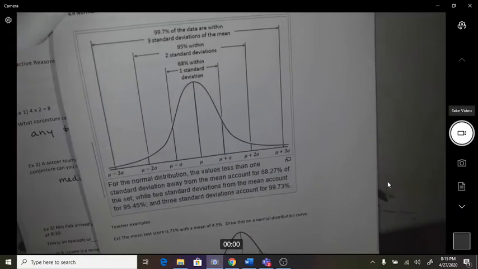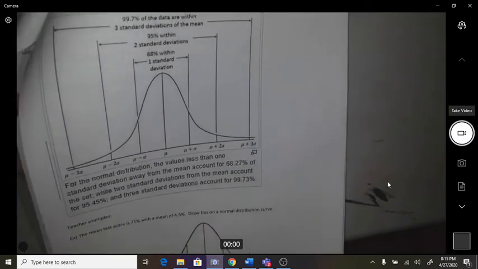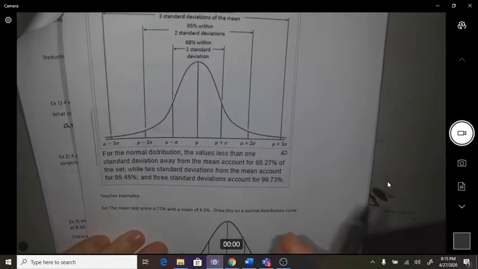Okay, lesson 4, normal distribution. Okay, so this is a normal distribution curve.